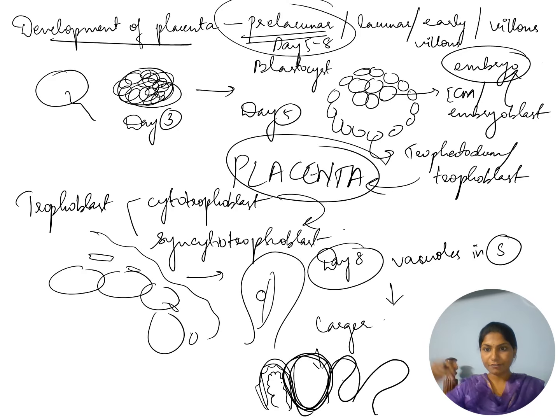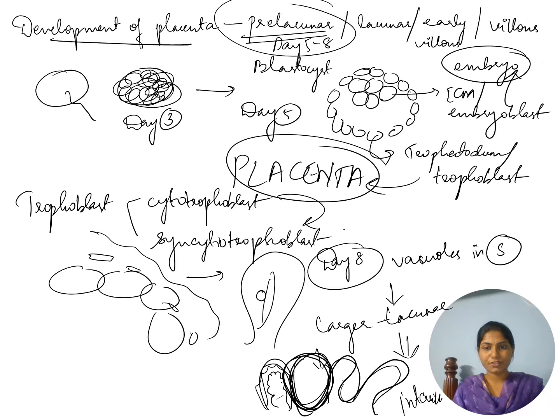So what is this villi which is forming? There is lacunae in between the syncytial trophoblast, and that is why there are two different peaks. So multiple villi are being formed, and these gradually grow into the placental villi, and this lacunae which is formed is the future intervillous space. So the future of lacunae is nothing but the intervillous space.